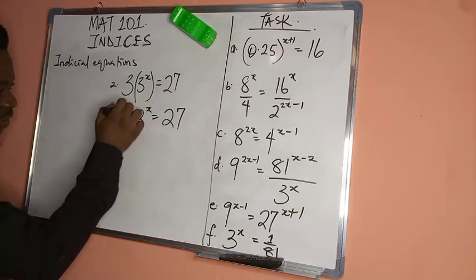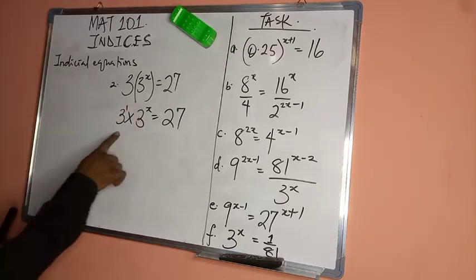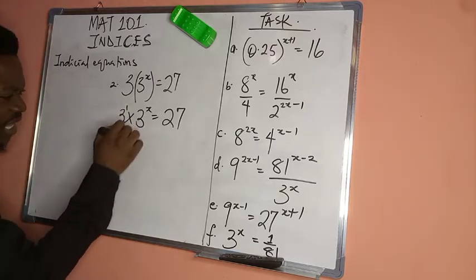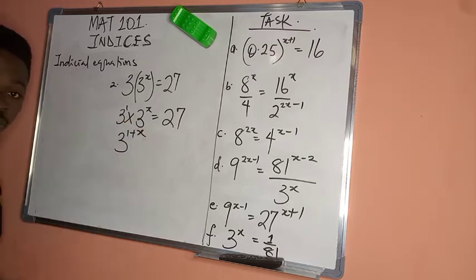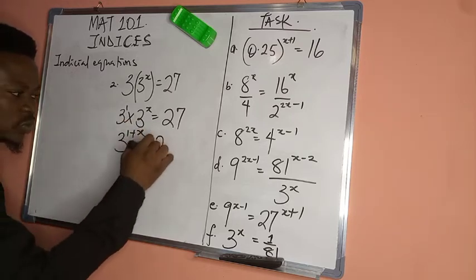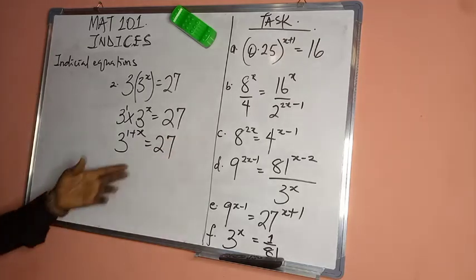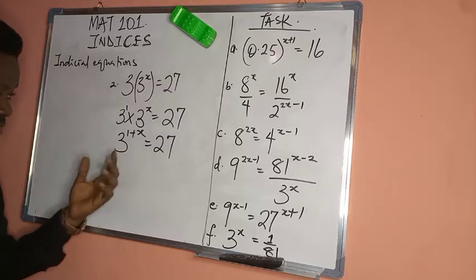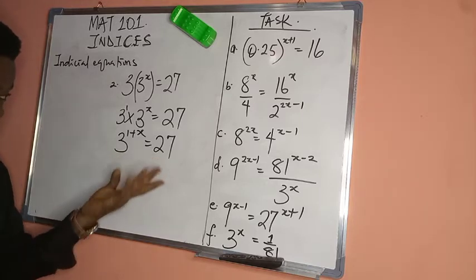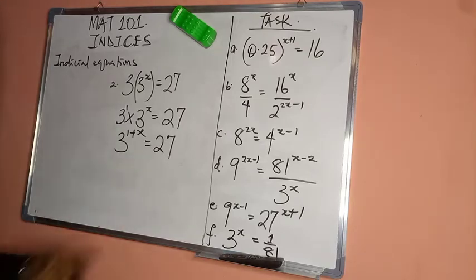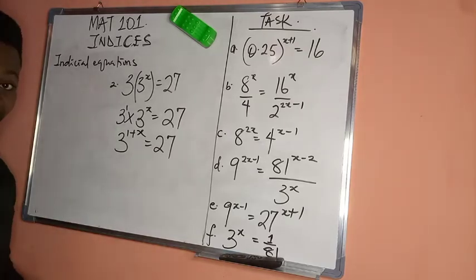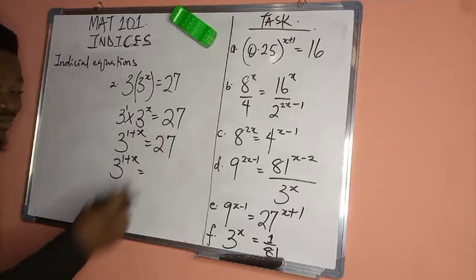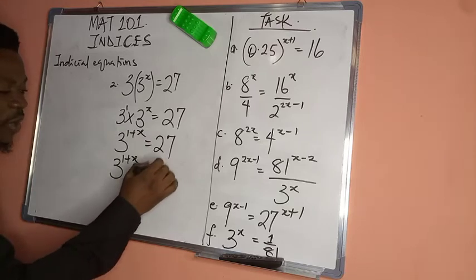Okay, so if this is 3 raised to power 1, the bases are the same, they are multiplying. So what do we do? We just pick one base and add the powers, according to the law. And this is equal to 27. We have to repeat what we did in the previous solution, where we make sure the right hand side is also in base 3. We know that 27 can also be written as a base of 3. So we have 3 raised to power 1 plus x, and 27 is 3 raised to power 3.